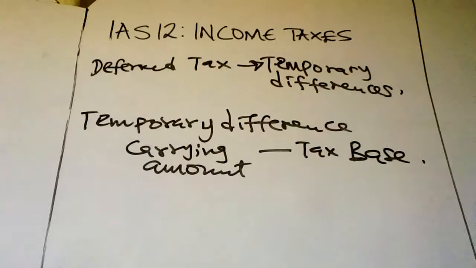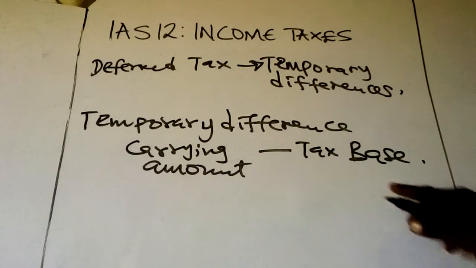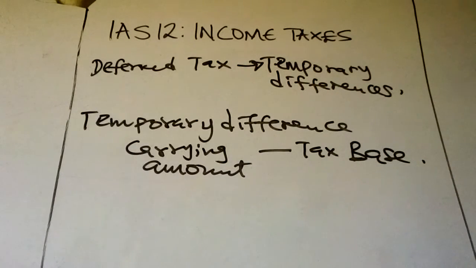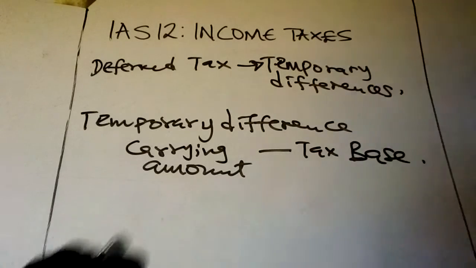Tax base, I've told you, is the amount attributed to an item for tax purposes. Therefore, the tax base of a liability is the amount attributable to the liability for tax purposes. I want you to take note of this.